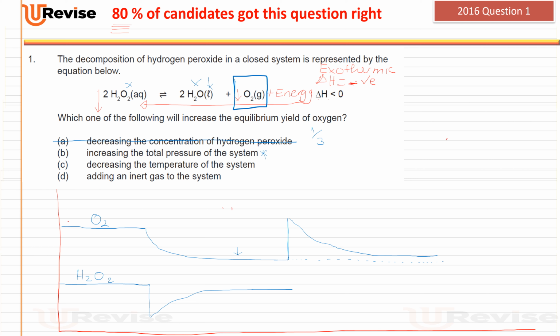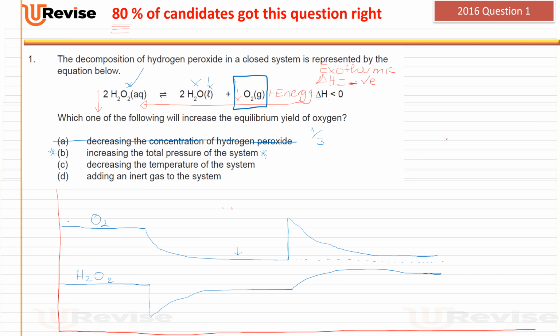Now, we know that when this happens, this will also what? Increase, because when you consume oxygen, you form more hydrogen peroxide. Now, let's look at the next answer. I'll leave this one there for now. C, decreasing the temperature of the system.